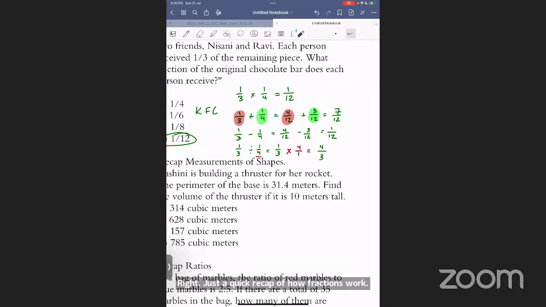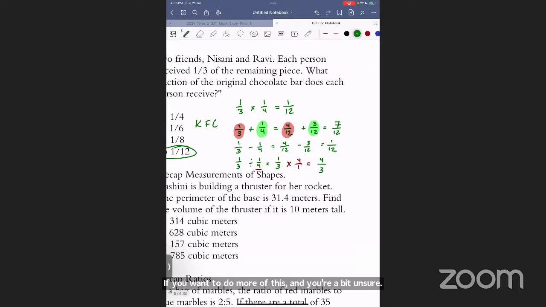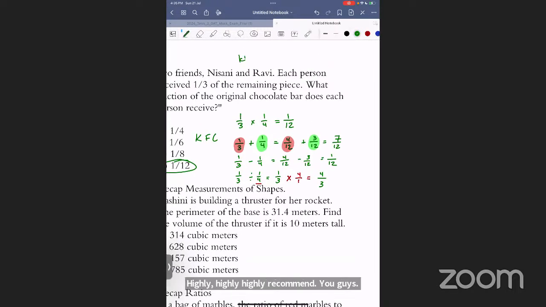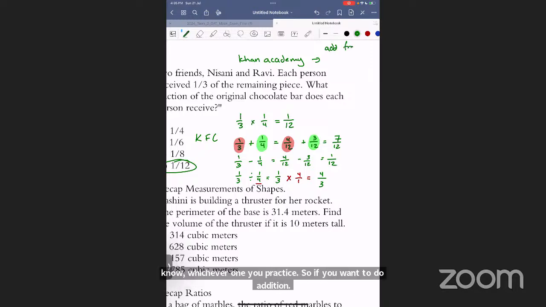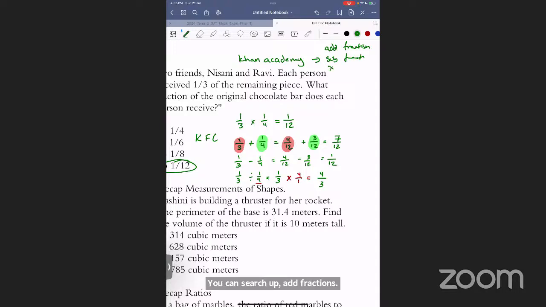If you want to do more of this and you're a bit unsure, I highly recommend you go to this website, Khan Academy. Search whichever topic you want to practice. So if you want to do addition, you can search add fractions, subtract fractions, multiply fractions, divide fractions, right? Make sure to get your practice done there. Really good stuff.